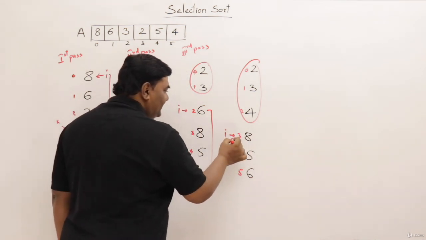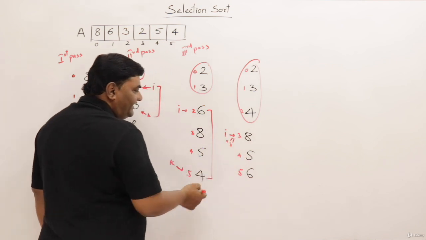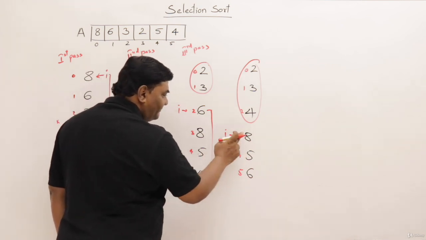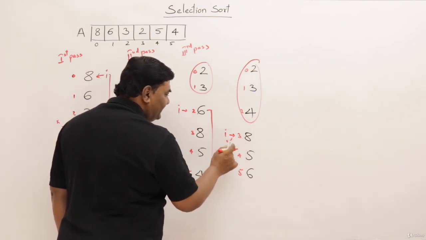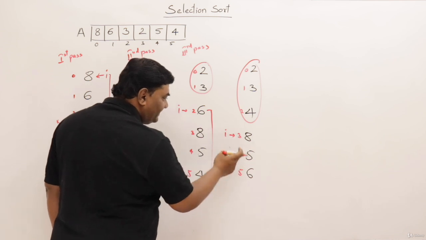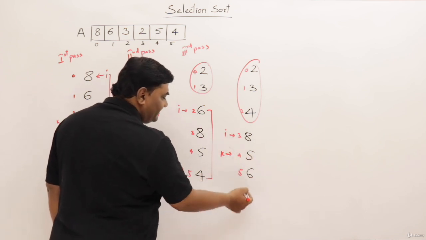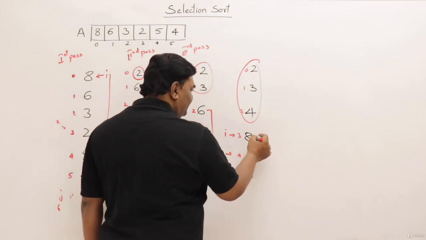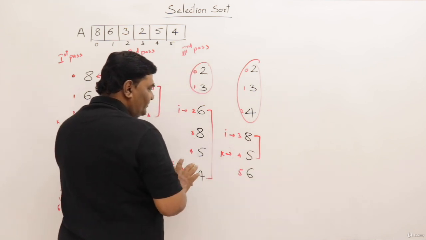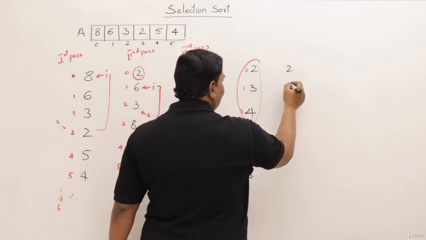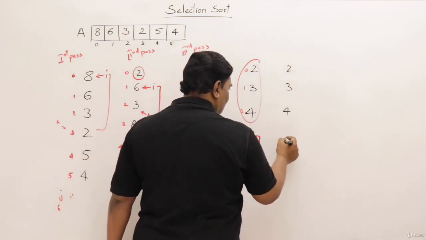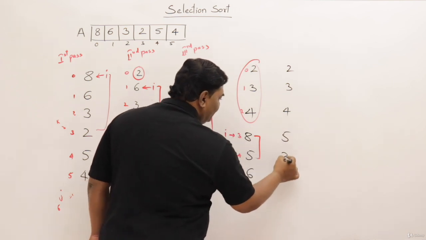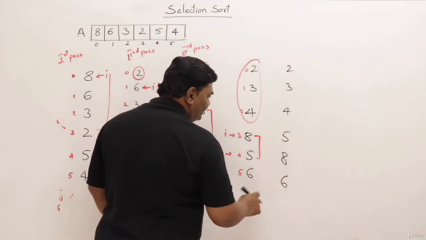So K and J will be pointing there only. Find out a smaller element. Is it smaller than that? Yes. So bring K here. Is it smaller than 5? No. So list ends. So this is the smallest element in this list. Interchange these two. So the list will be 2, 3, 4, 5, 8. These are interchanged, and 6.